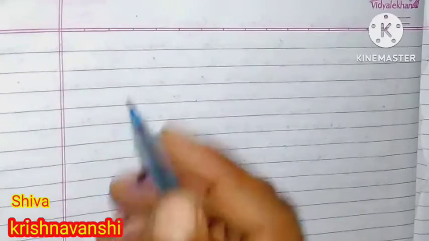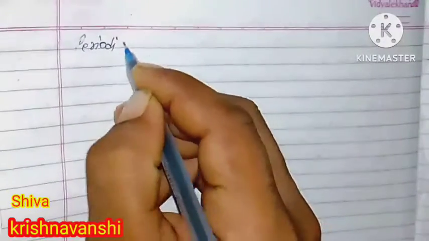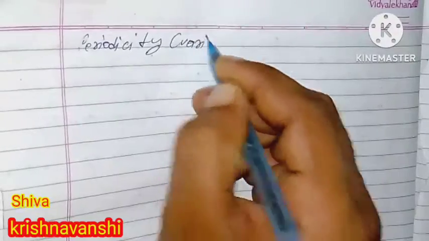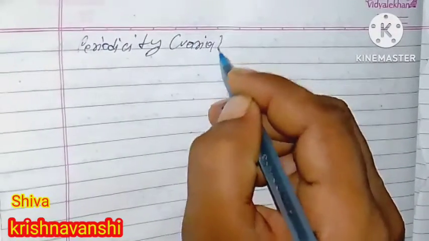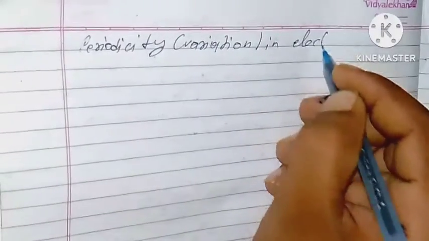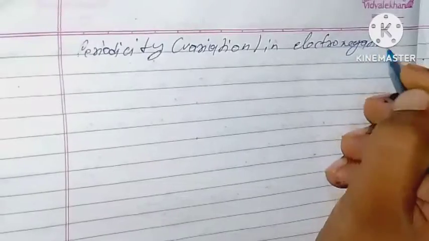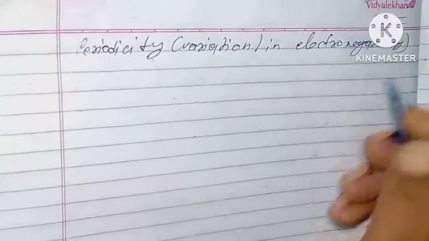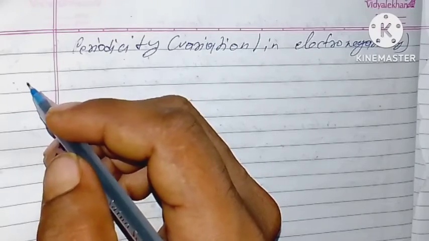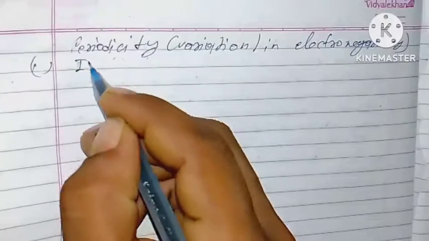Periodicity in electronegativity. Periodicity is variation in electronegativity. First number: in a period.